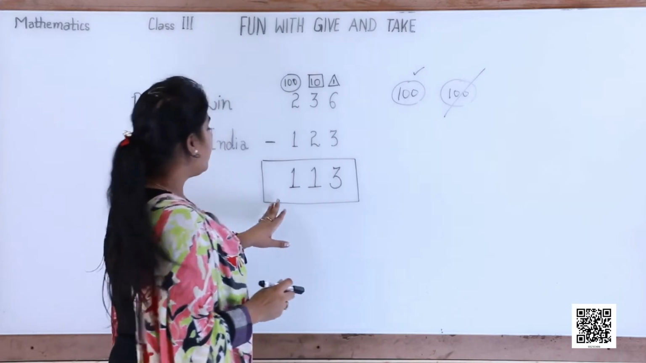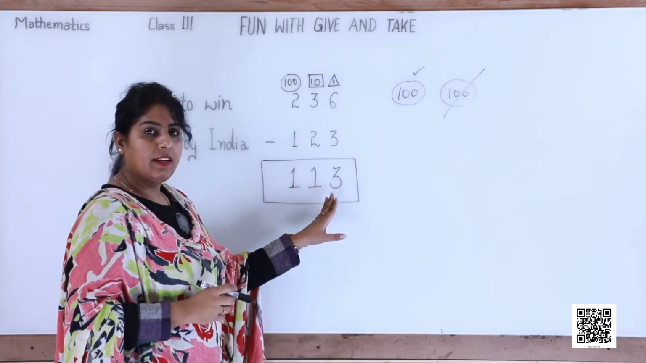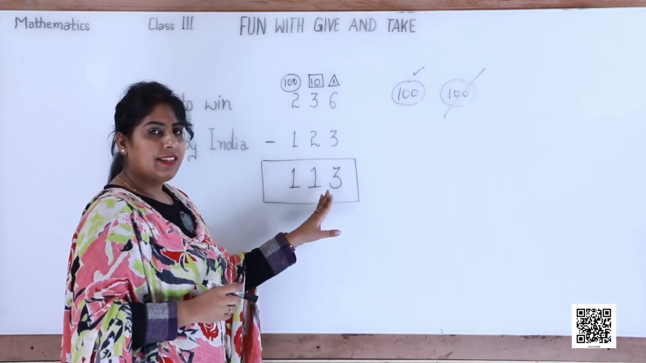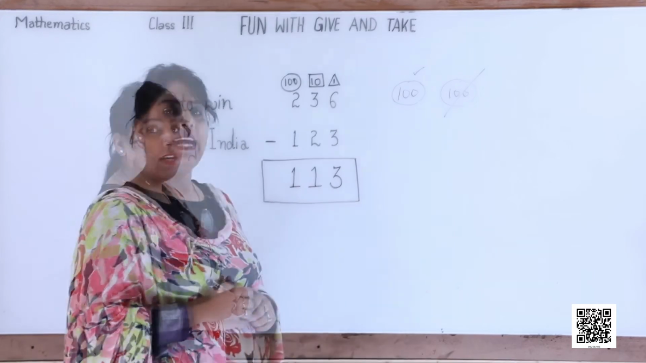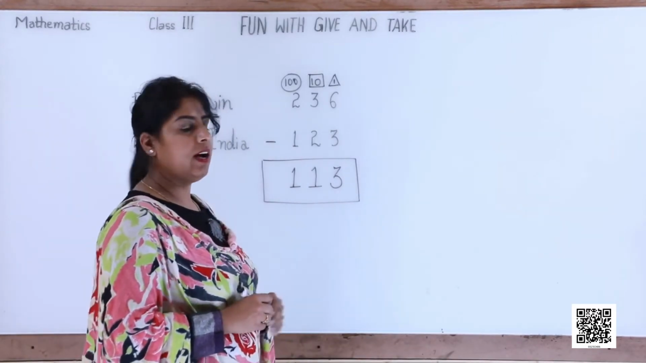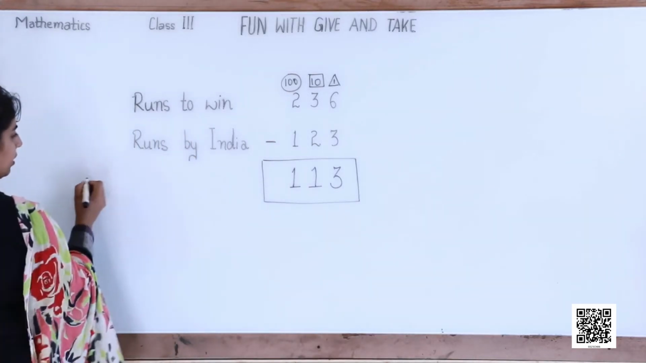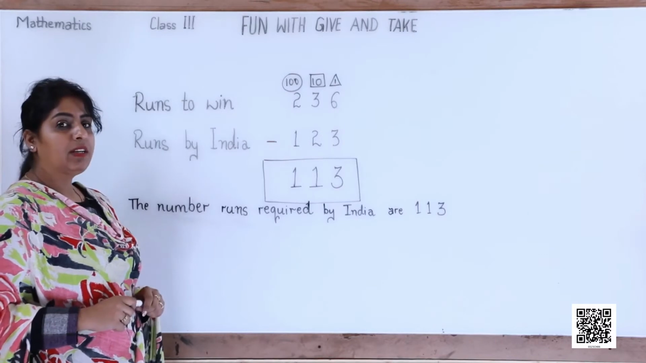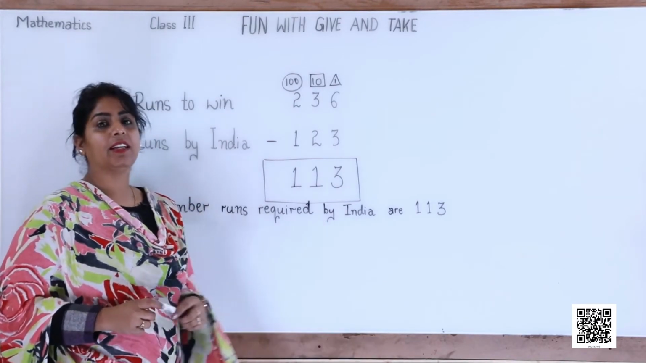So this comes out to be 113. Correct? Yes, I hope your answer also matches mine. Hence, the number of runs required by India to win is 113. Right? So let's write. So the number of runs required by India is 113.